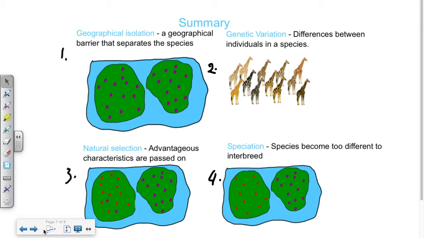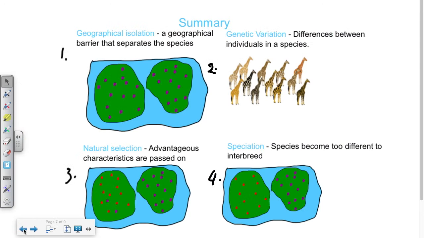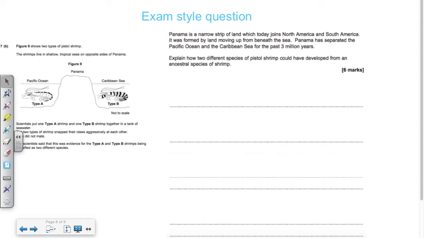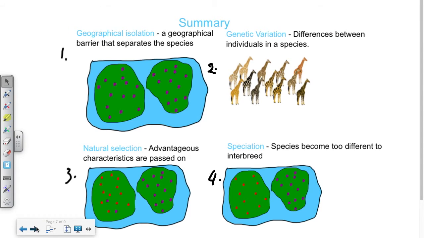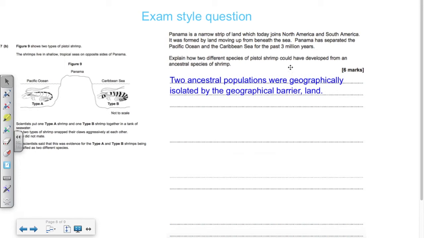Now, let's attempt an exam style question. So, if we look at the structure here, just remember the structure. So 1, 2, 3, and 4. Just remember the structure, and it can really help to answer this question. It's a 6-mark question, so it's very important we get this correct, because otherwise we're going to lose 6 marks. So from looking at my summary, the first thing I talked about is geographical isolation. Let me say that the ancestral populations were geographically isolated by the geographical barrier, which is land.